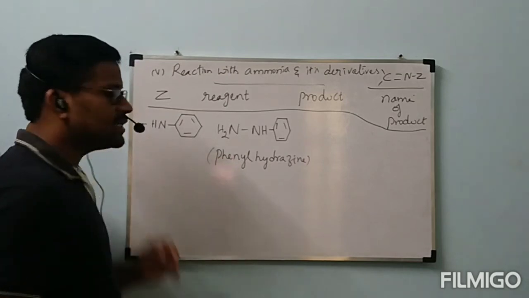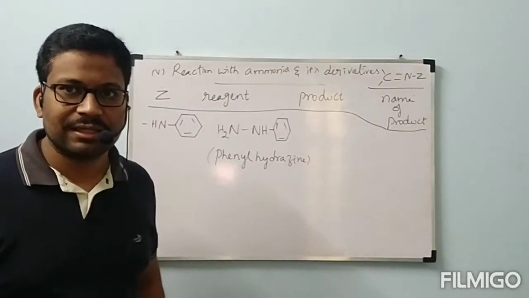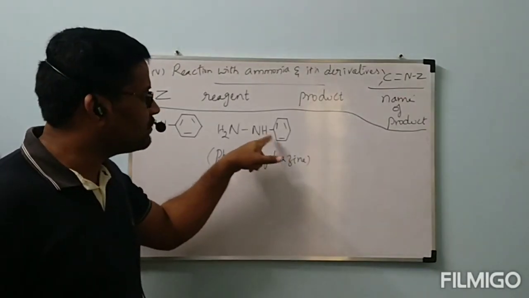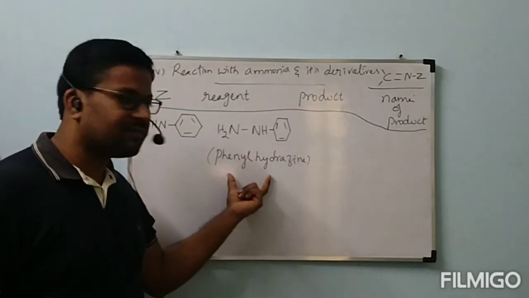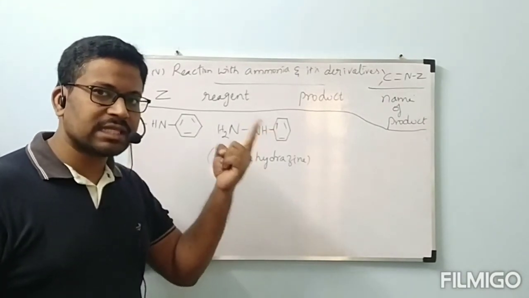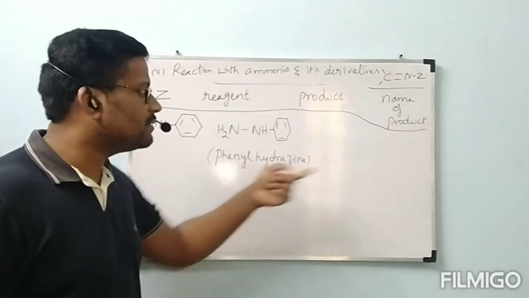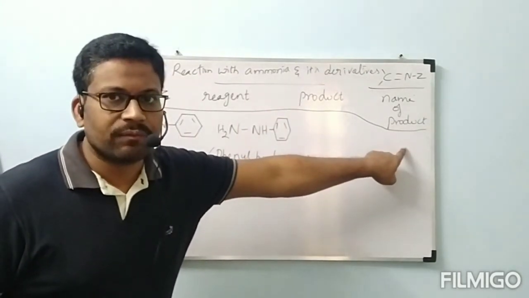Please observe, what is the hydrazine we wrote now? NH2NH2 we wrote it as hydrazine. In that, instead of one hydrogen, we have a phenyl group. Then this is called phenyl hydrazine. Now, when hydrazine reacts with C double bond O, we get a hydrazone like this. Here we will get phenyl hydrazone.